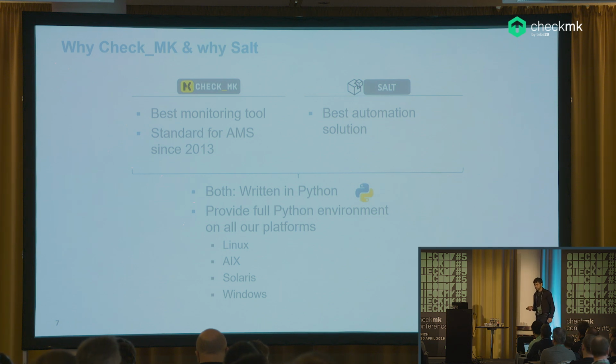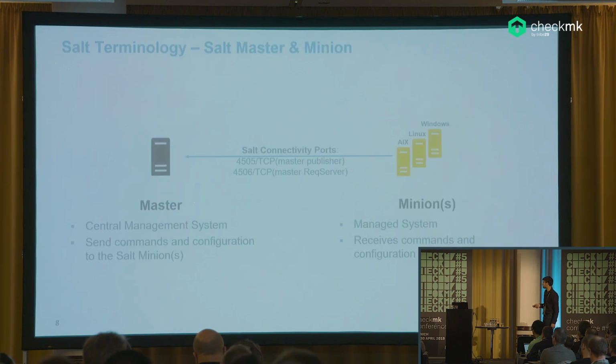SALT, from my point of view, is the best automation solution in the AIX context because it's written in Python. Ansible is too, but SALT also gives us a full Python environment for all our platforms, not just for Linux or Windows, also for AIX and Solaris, and also Static Link. This is an enterprise feature for the Linux systems, but still there's always one environment with which we can work, and we don't have to build any workarounds. So that was why we went with SALT.